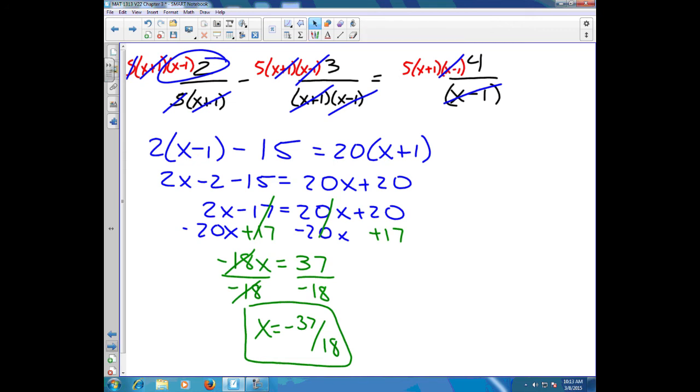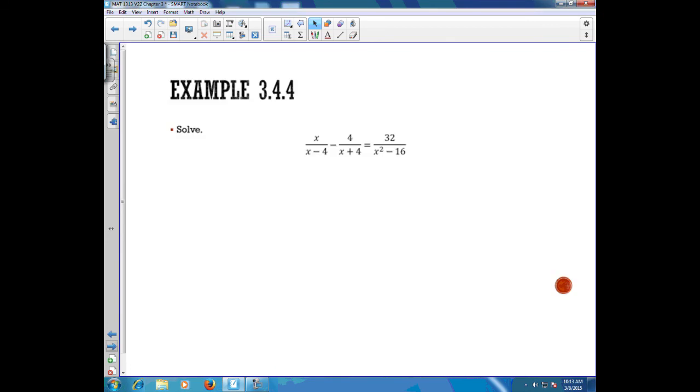Now we want to go back and plug this in and make sure it doesn't give us 0 in the denominator. But as you can see from your factors, there's no way to get 0 by just adding or subtracting 1 to that fraction, so we're not going to get 0 in the denominator. Let's try another example.